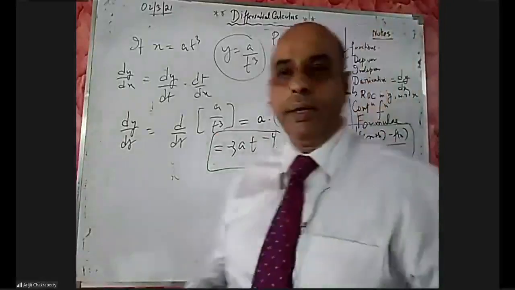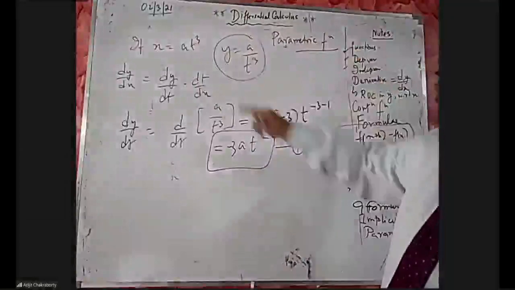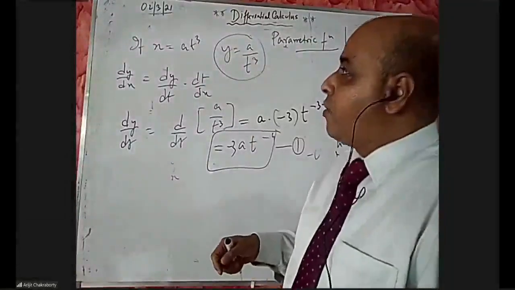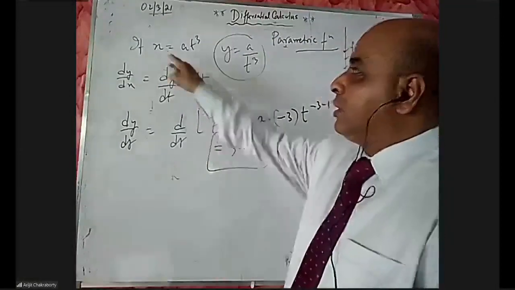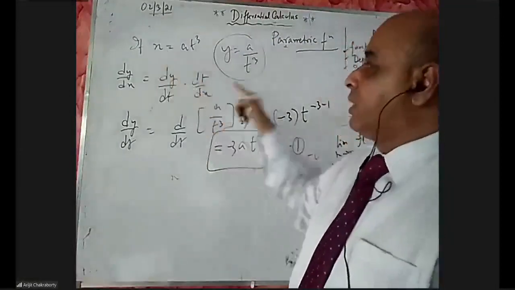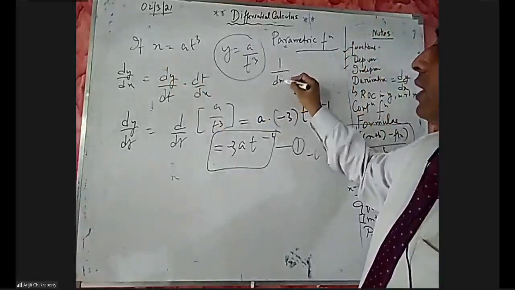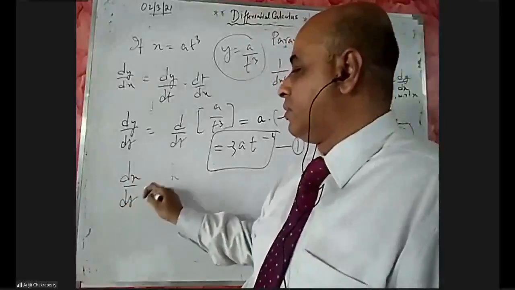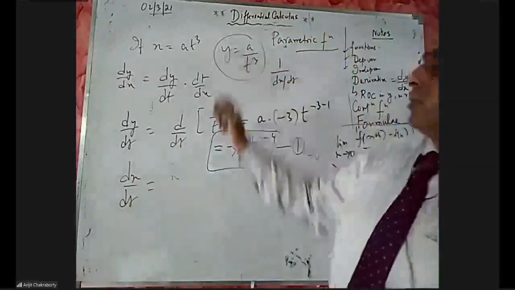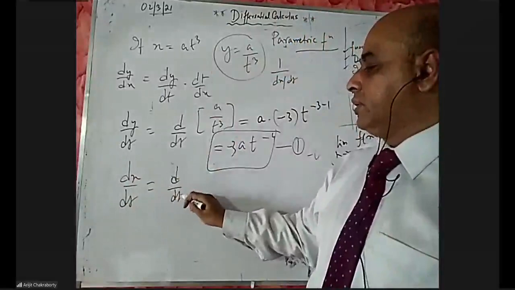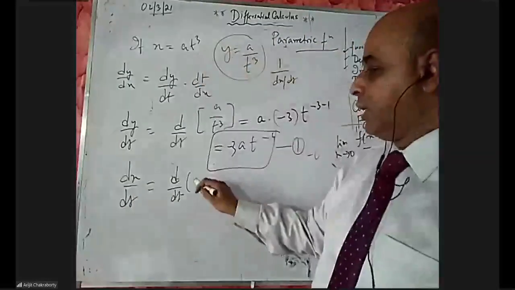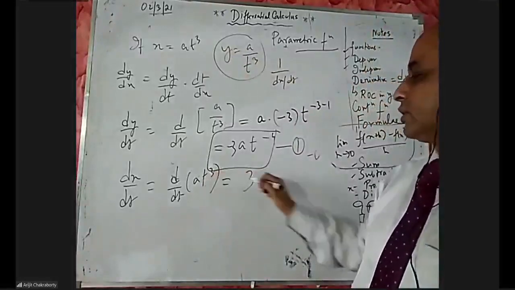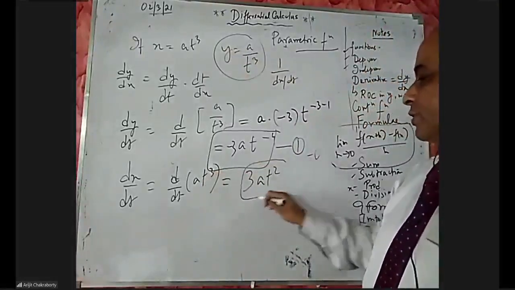Now we find dx by dt or dt by dx. Basically, dt by dx is equal to 1 by dx by dt. So let me find dx by dt and then I will invert it. Dx by dt is equal to d/dt of a t cube. So this is very simple. This directly comes to 3at square. This is expression number 2.